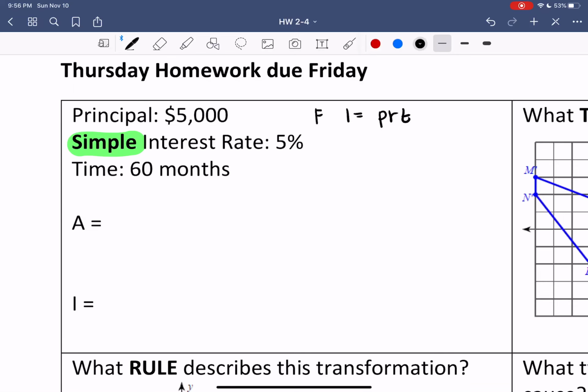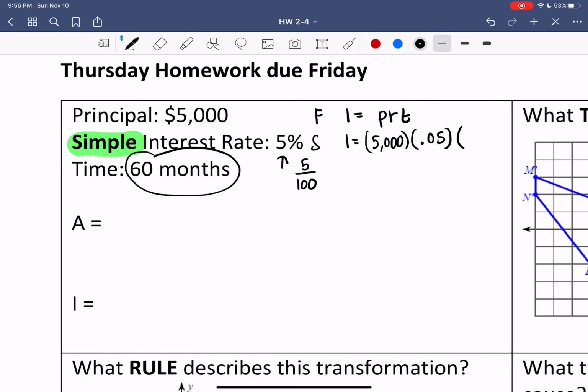So what they're giving us here is they're not giving us our interest, but they are giving us 5,000 for our principal being multiplied by our rate of 0.05, which is this number divided by 100. And we're going to have to take this 60 months, the time has to be in years. So you're going to have to take that 60 and divide it by 12.